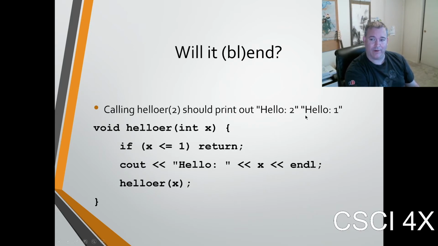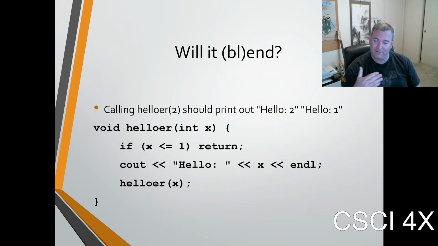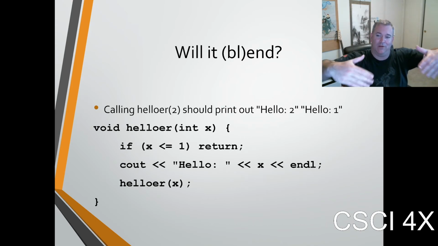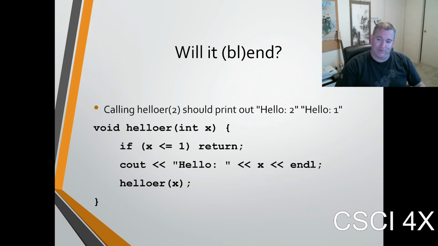Also, this is an off by 1 error. It's supposed to print, if you call helloer 2, it should print out hello 2, hello 1. This code will not print out hello 1. It's got an off by 1 error in there. If you pass in helloer 1, it just returns. Okay? So the base condition is wrong. We set the end zone 1 yard ahead of the actual end zone. We stopped too early.